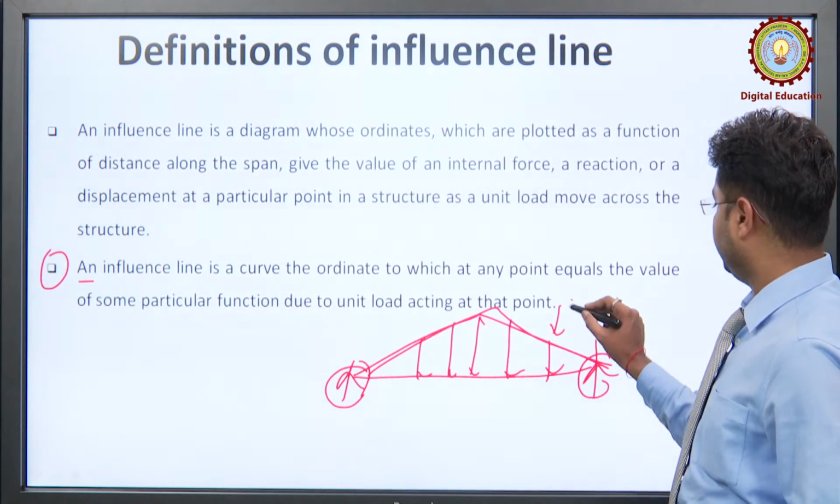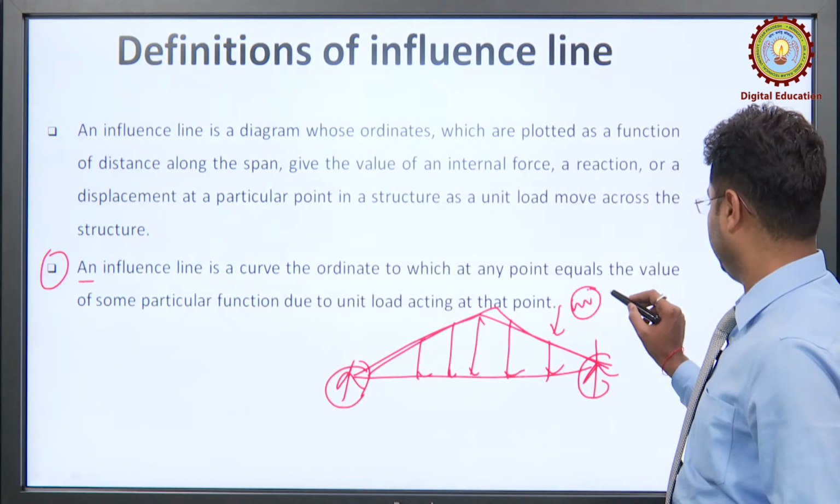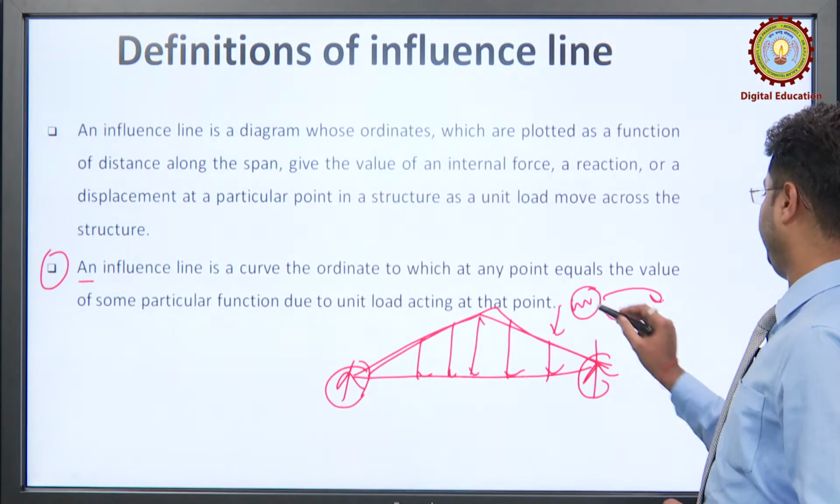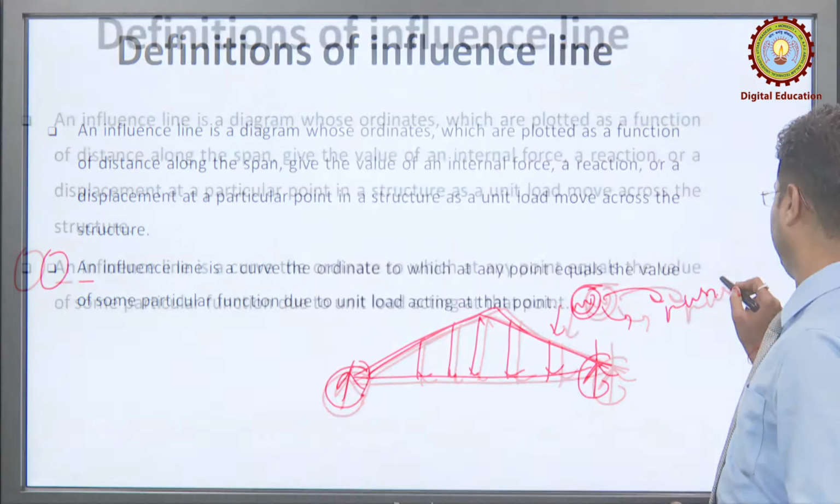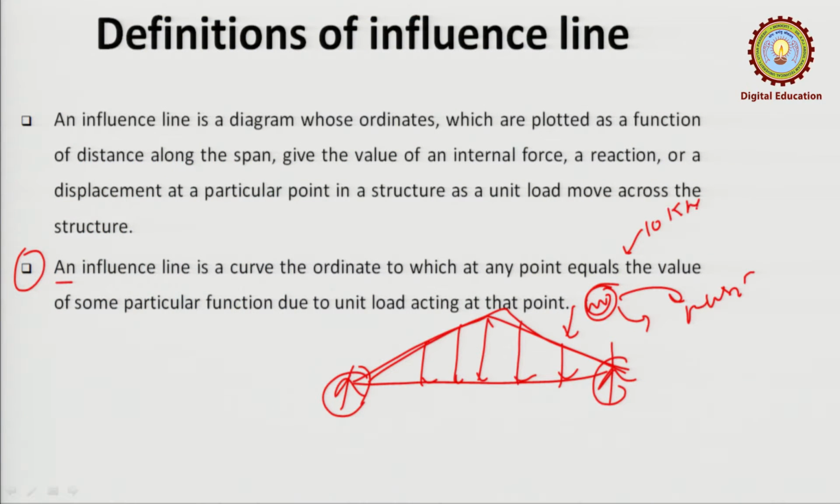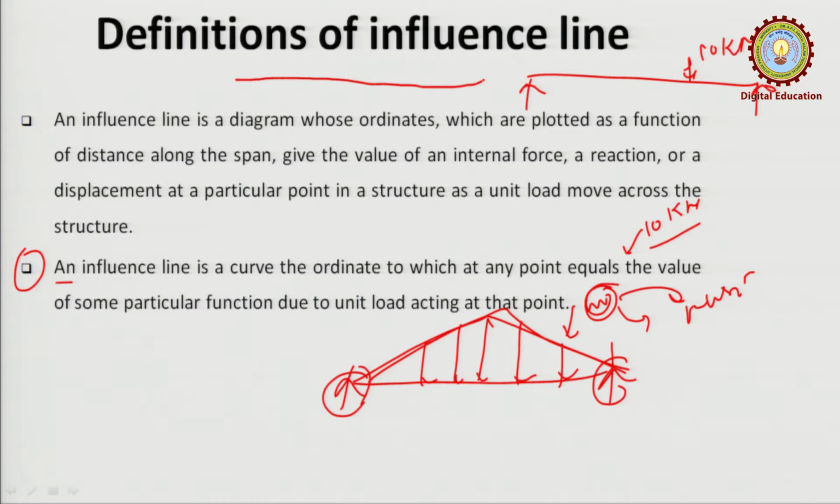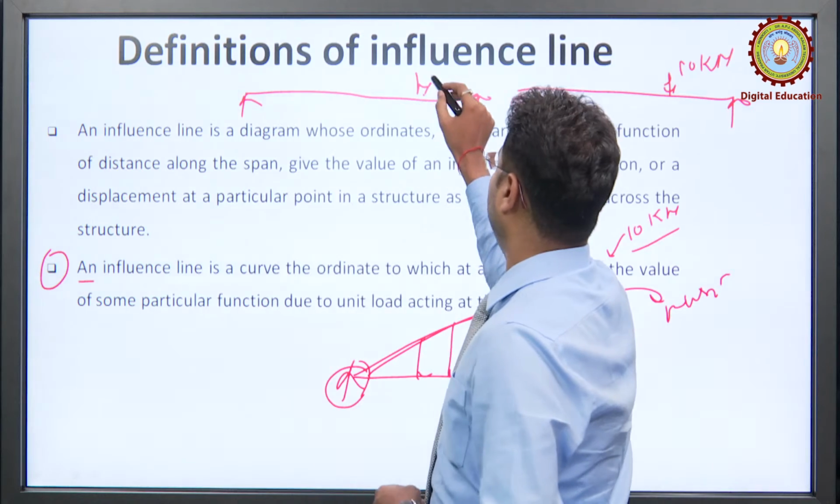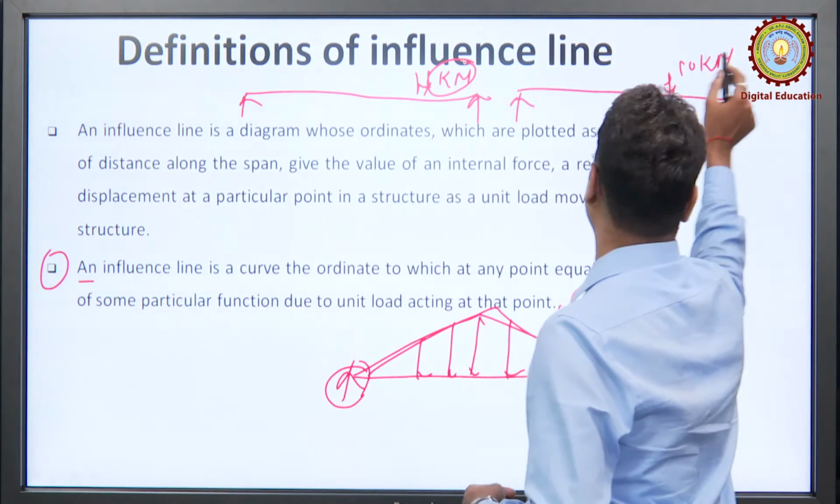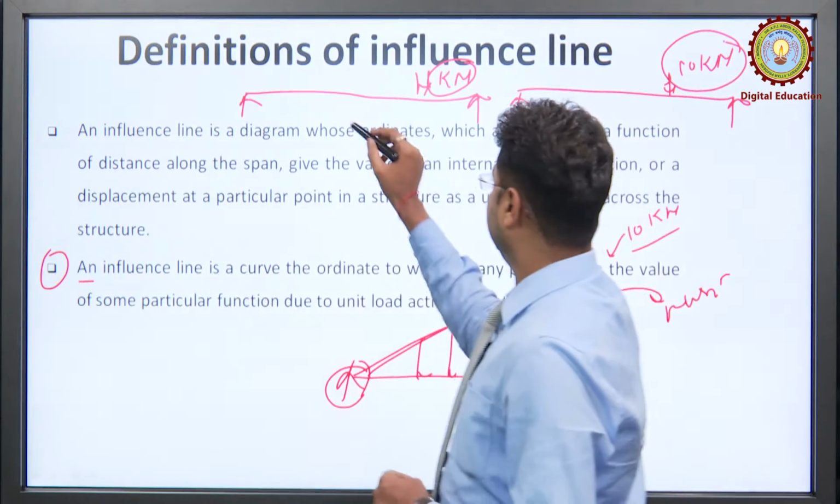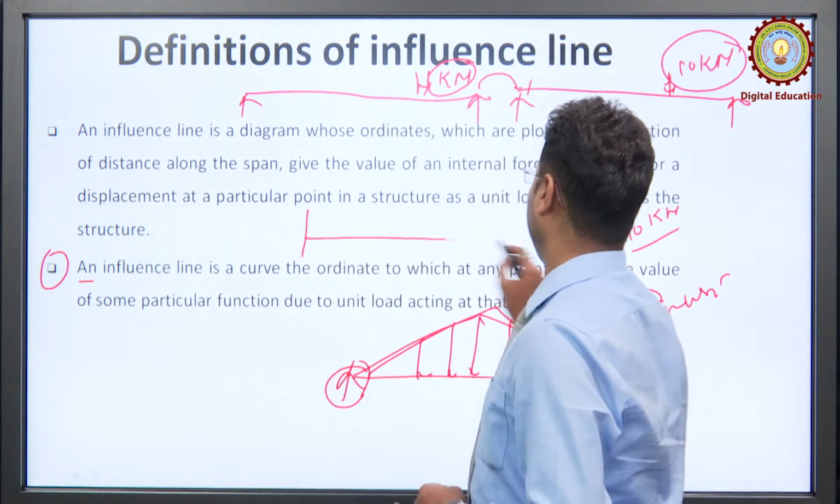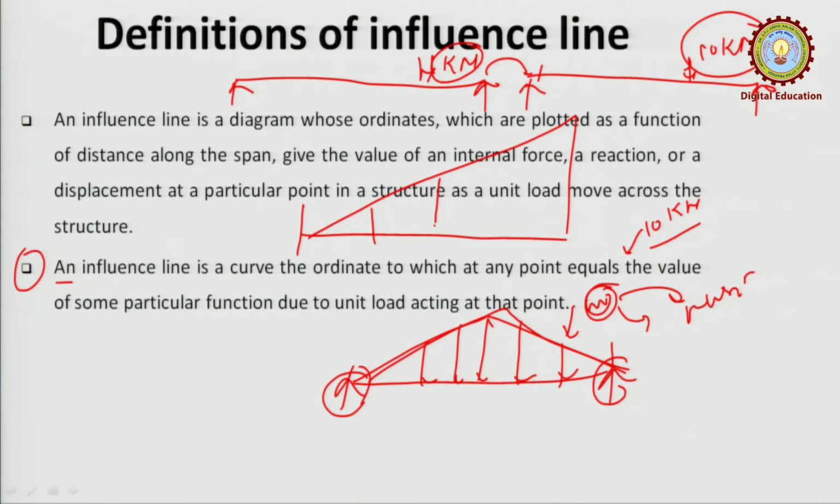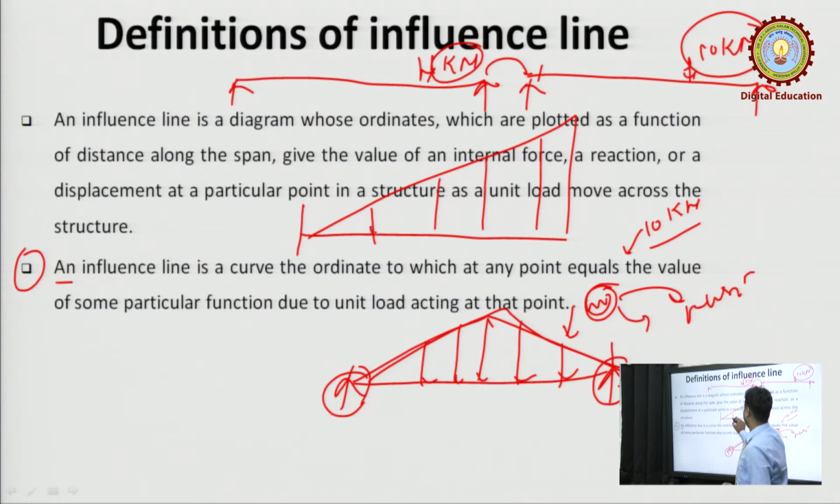If there is a load W working and we convert the same load into a unit load, for example a 10 kilonewton load working on a beam, versus a unit load working on a beam, two different loads, 1 kilonewton and 10 kilonewton, in both cases the influence line diagram and its ordinates will be the same.